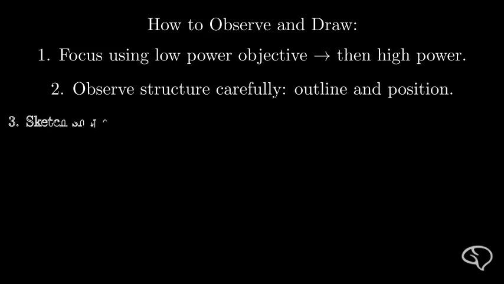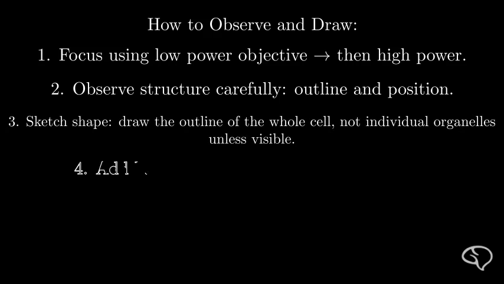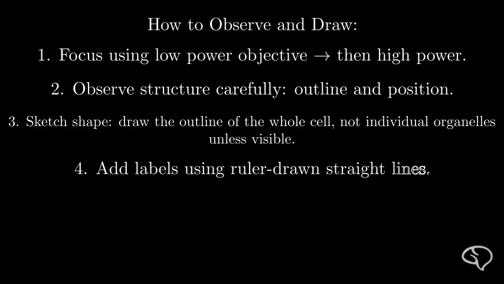Third, sketch the shape. Start by drawing the outline of the whole cell. Only draw individual organelles if they are clearly visible. Remember, your drawing should reflect what you actually see, not what you think should be there. Finally, add your labels using ruler-drawn straight lines, following all the guidelines we discussed earlier. This completes your drawing.